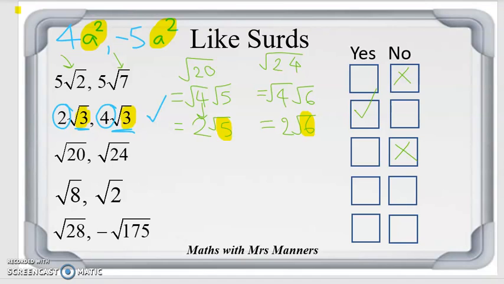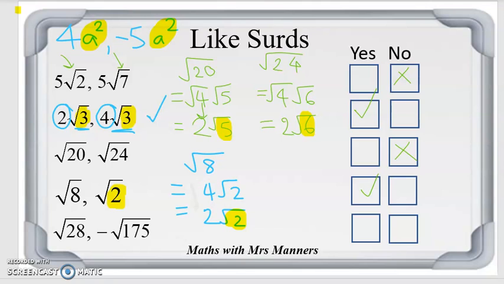Let's try root 8 and root 2. If I take the root 8, I'll break it into root 4 times root 2, and then I'll reduce the root 4 into 2, giving 2 root 2. Then I can see straight away that I've got a root 2 over here and a root 2 there, so they are like surds.